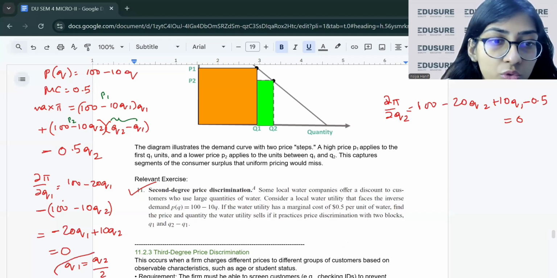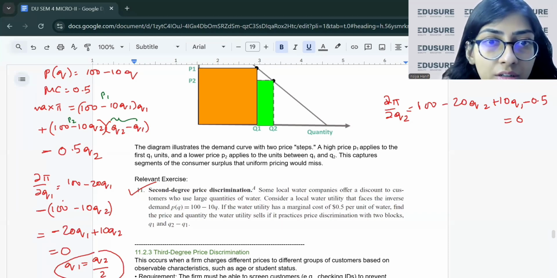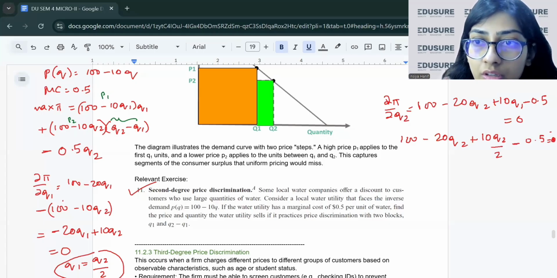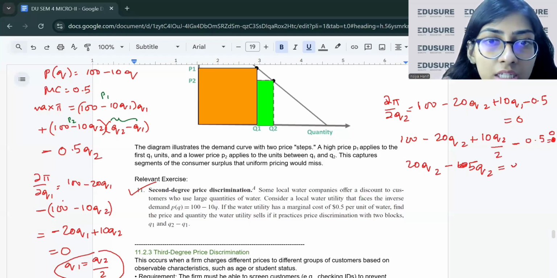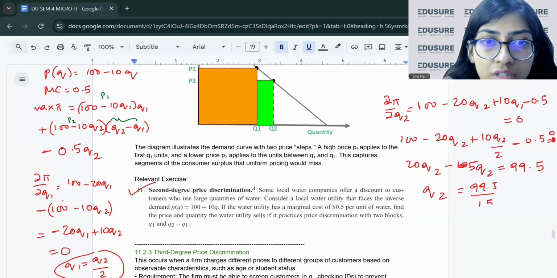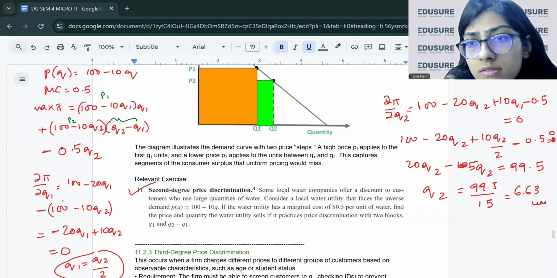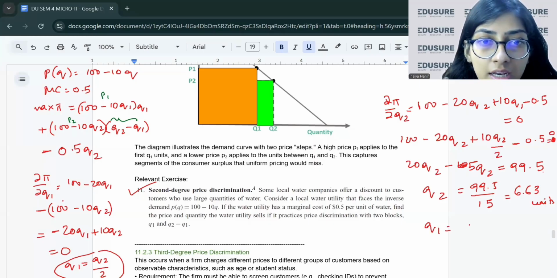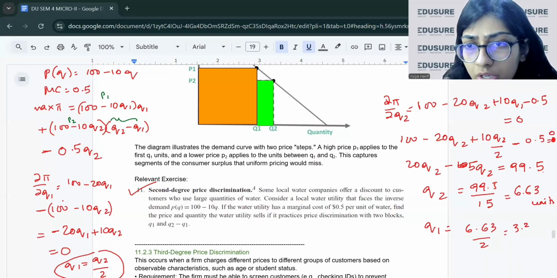So यहाँ से, if we insert Q1 is equal to Q2 by 2 into this one, what do we get? We will get 100 minus 20 Q2 plus 10 Q2 by 2 minus 0.5 is equal to 0. और यहाँ पे 100 कर देते हैं, is equal to 0. So this becomes 20 Q2 minus 5 Q2 is equal to 99.5. Okay, so Q2 is equal to 99.5 by 15, which is roughly 6.63 units. Okay, now we can find Q1 by putting the value of Q2 in this. So अगर डालेंगे हमें मिलता है 6.63 by 2, which is 3.32 units approximately.